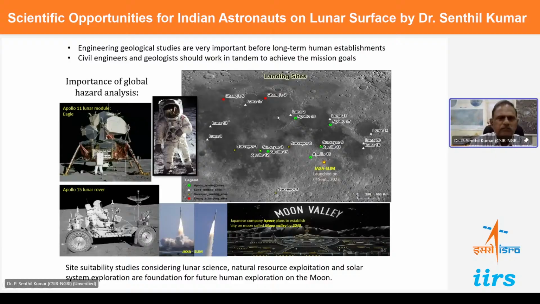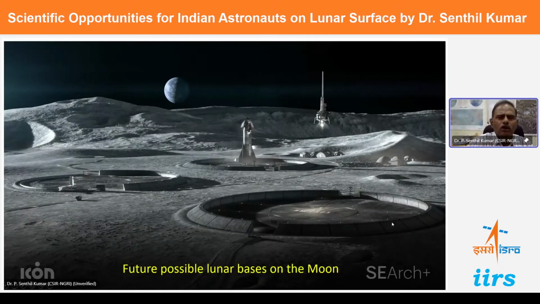These are some of the missions that went to the moon, and these are some of the missions going to the moon. And we need to have a long-term lunar base. This is one of the pictures given by NASA. This is how a lunar base could look in the future, after 10, 20 years. We can have a base like this, an Indian lunar base, established on the surface of the moon.